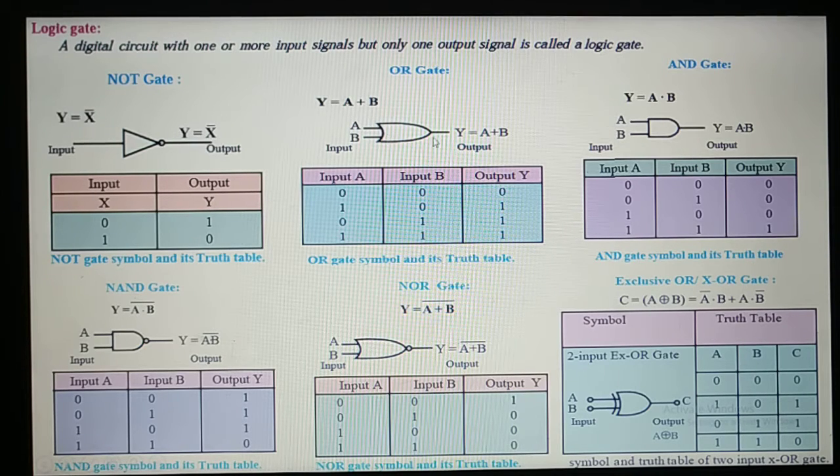So OR comes into the picture. A or B: if either of the inputs is high, the output is going to be high. I'll repeat once again: if either of these input signals is high or 1, the output is going to be high or 1. So see here, both are 0, then only the output is 0. 1 0, 1 is high, output will be high. 0 1, one input is high, output will be high. 1 1, both are high, output will be high. Simple as that.